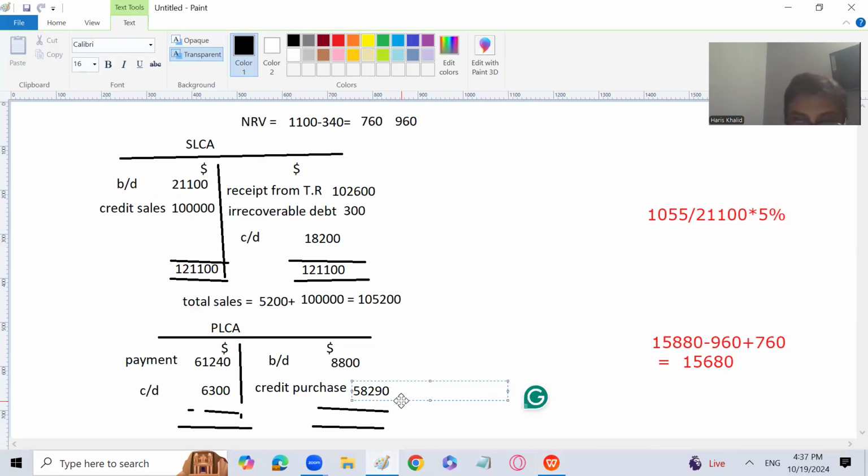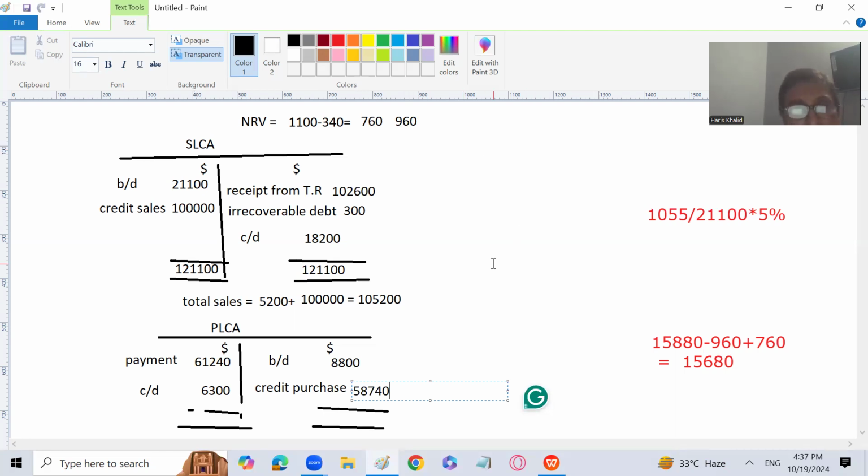So the purchases are 58,740. We will not write goods drawing in the purchase ledger control account. We will write goods drawing separately when we are going to subtract it in the income statement. It should not be a part of the same ledger control account.